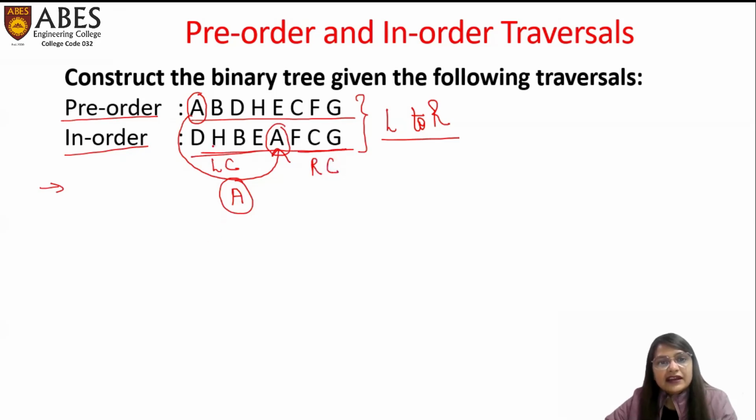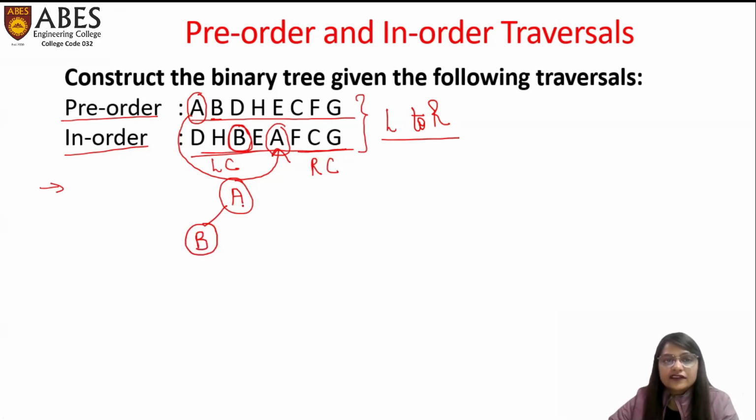It means DHBE will be considered as the left child and FCG will be considered as the right child to A. Now again, we will refer to the next pre-order sequence, which is B. It means the next element or next node which has to be encountered, that is B, and it is to the left of A.